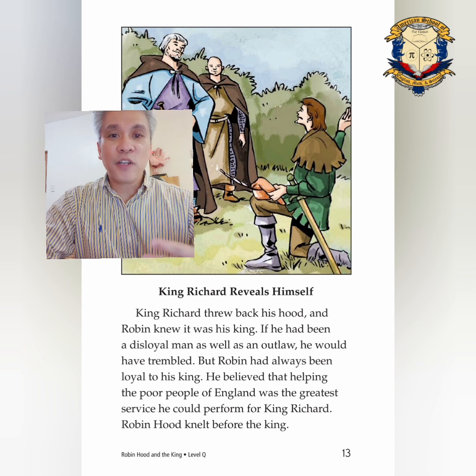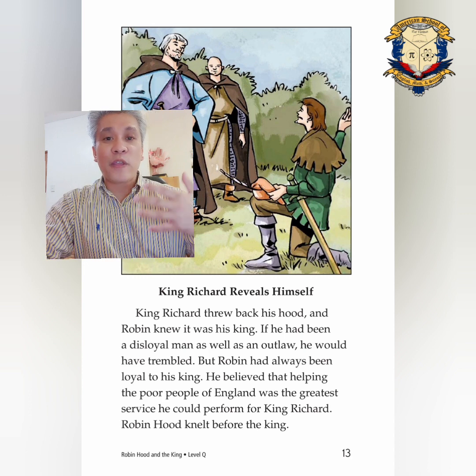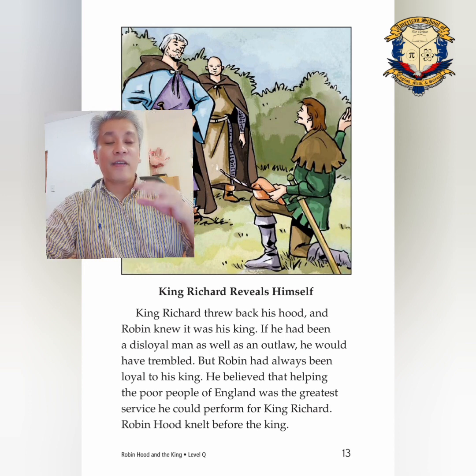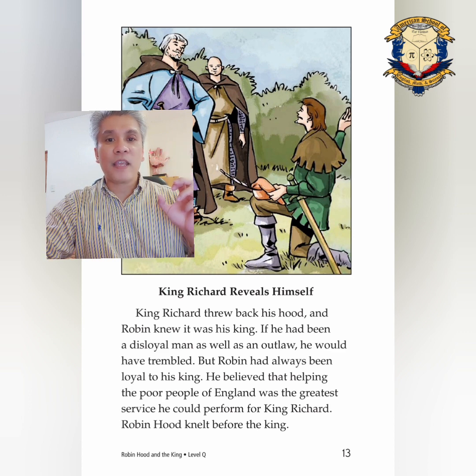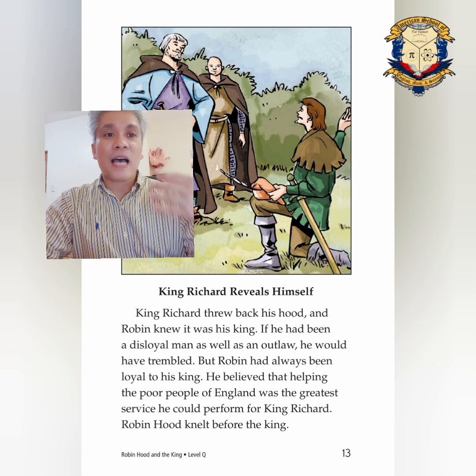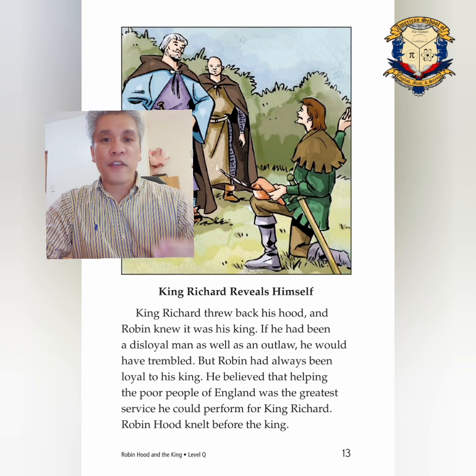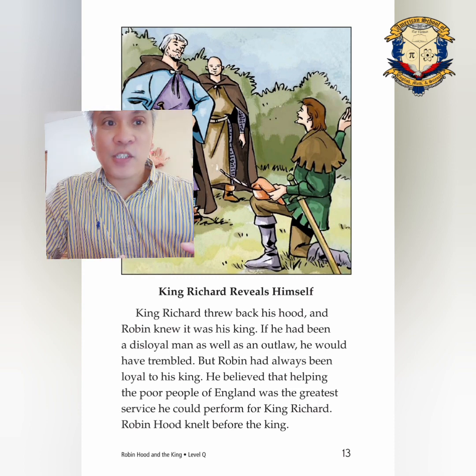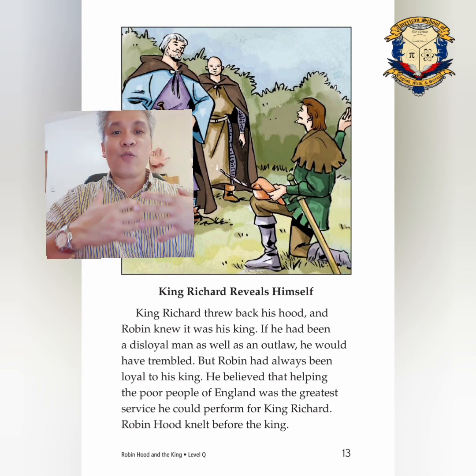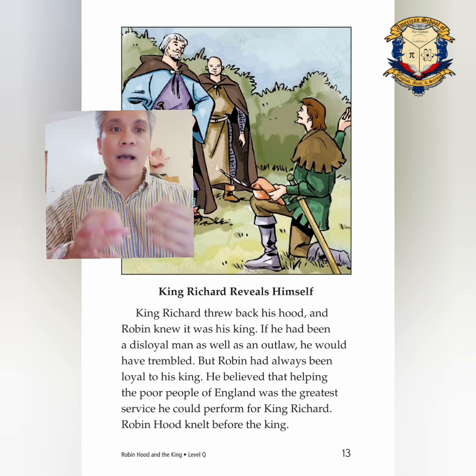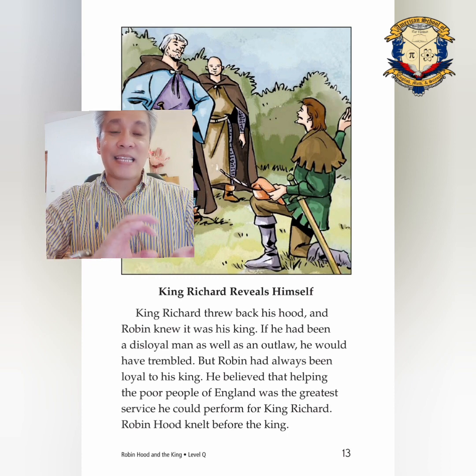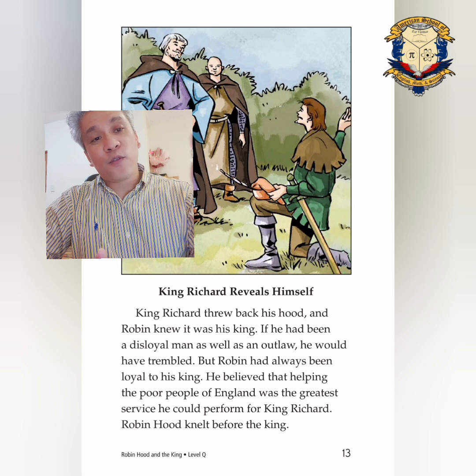In the conclusion of the story, King Richard reveals himself. Now, in this part, it really tells us what type of a loyal servant Robin Hood is. So you can ask how Robin Hood reacted. If you were in the same situation as the king, would you have forgiven Robin Hood?